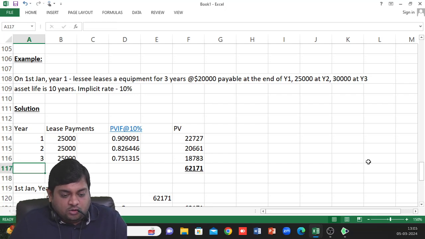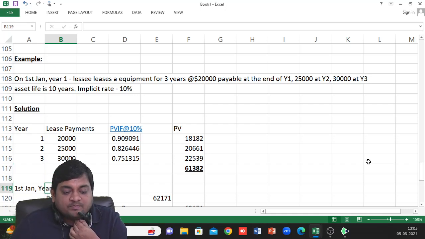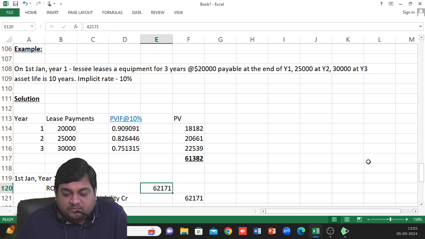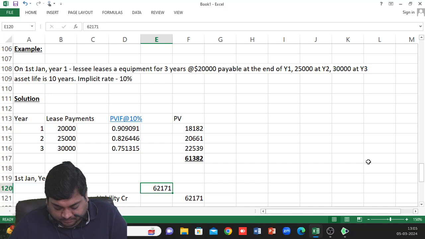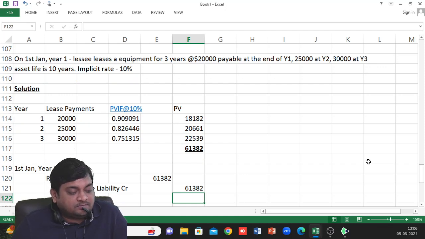Right? So when I take these present values, this is 20, 25, 30. Right? So 20, 25, 30. Done?